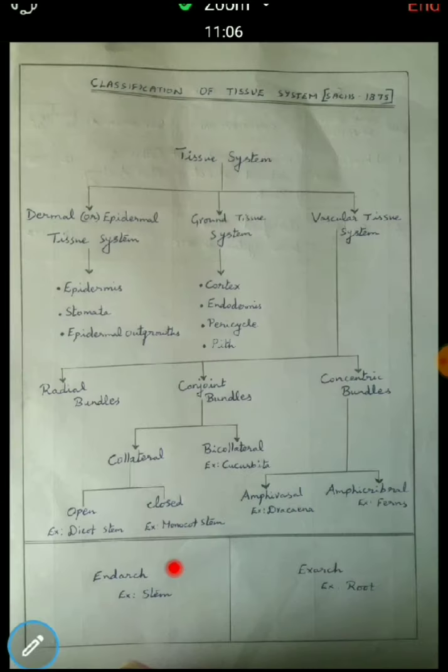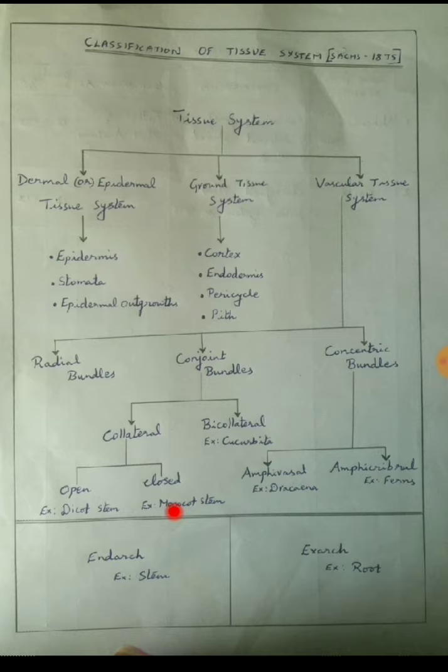The tissue system is classified like this. He classified the tissue system into three parts. It consists of three types: dermal or epidermal tissue system, ground tissue system and vascular tissue system. We'll learn about this classification further.